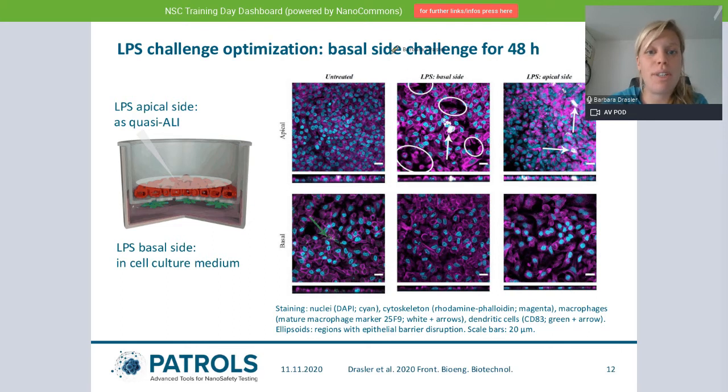As a first thing, I wanted to show you that the basal site of application, meaning applying LPS in the medium, creates more prominent pro-inflammatory conditions in the tissue. It makes sense because this really resembles a systemic inflammation. We can see here with those white circles in the middle panel that applying LPS for 24 hours in the basal compartment creates holes in the tissue, where cells are marked, actin and cytoskeleton in pink and nuclei in blue. These empty spaces are less prominent when LPS is added to the apical side. And here we can also see at some places macrophages colored in white, and here is one dendritic cell that is green. It's a bit faint, but it is there.